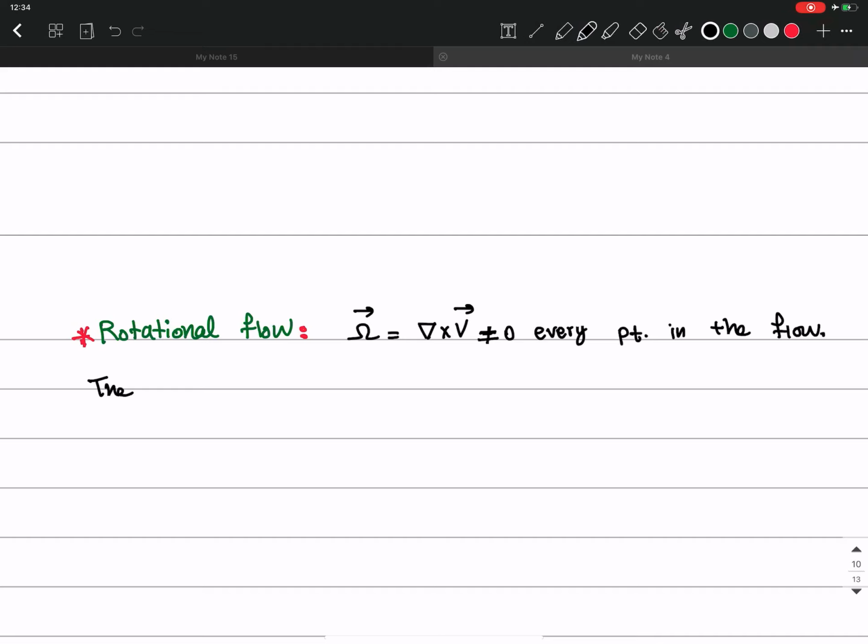And the fluid elements move and deform, but also rotate in a rotational flow.